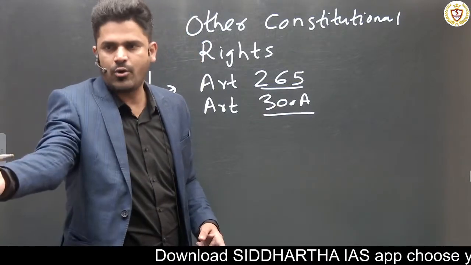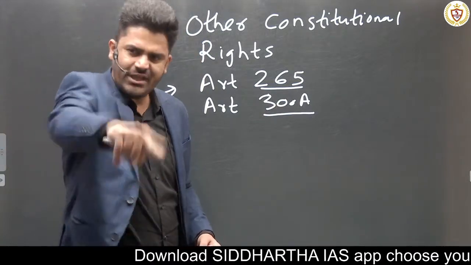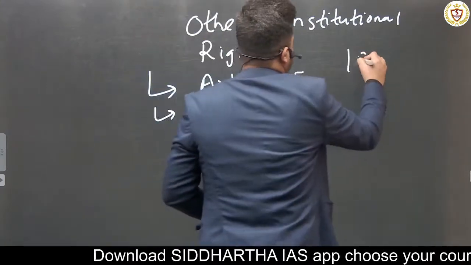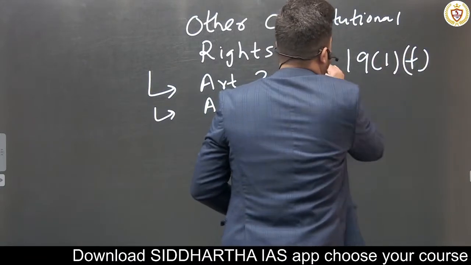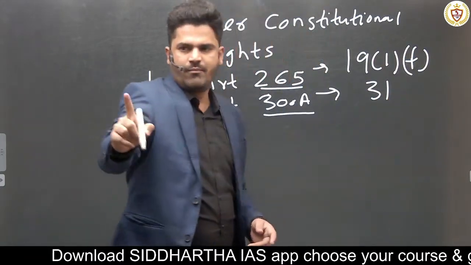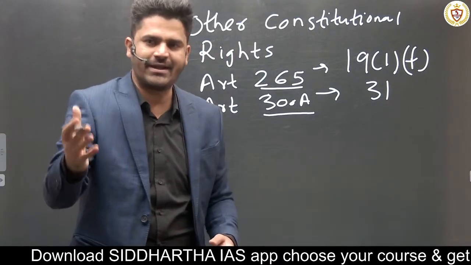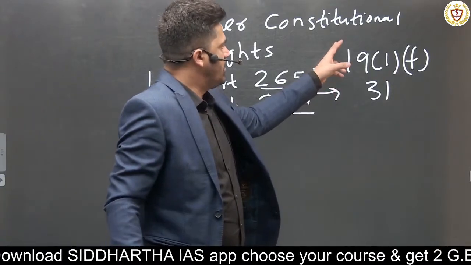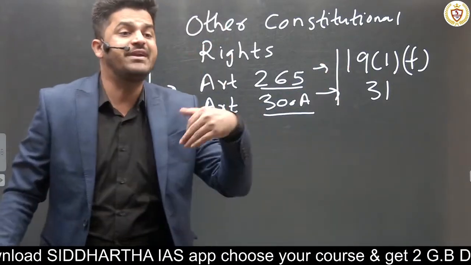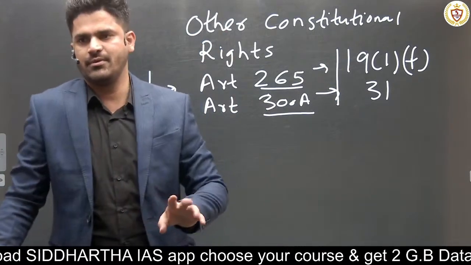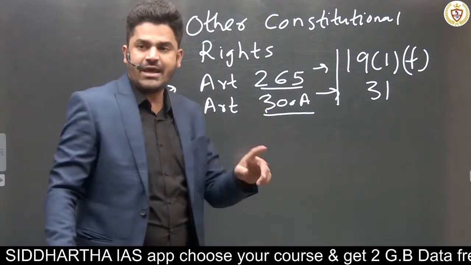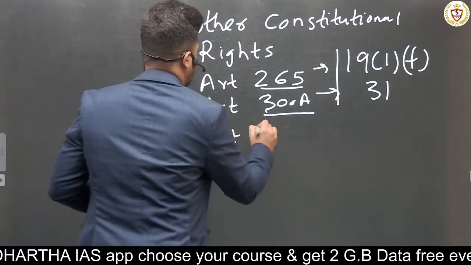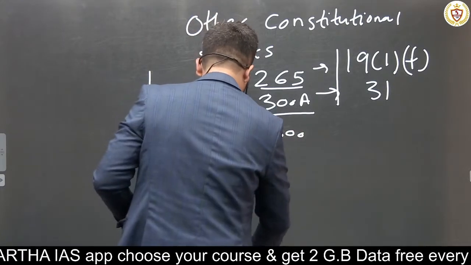Right to property is a constitutional right. It is not a fundamental right. Originally, right to property was a fundamental right under Article 19 clause 1 subclause F and under Article 31. But the 44th Constitutional Amendment Act 1978 converted the right to property from fundamental right to other constitutional right by keeping it under Article 300A in Part 12. Okay? Then another other constitutional right, Article 301.